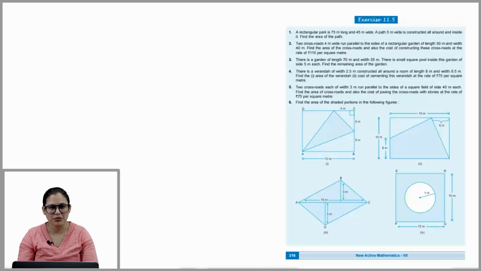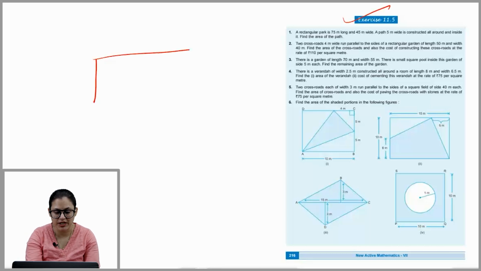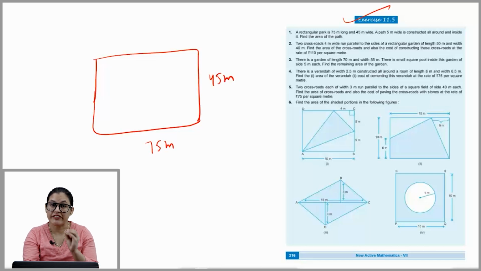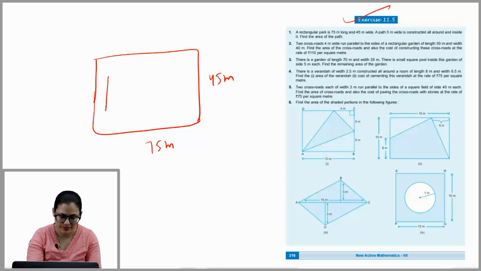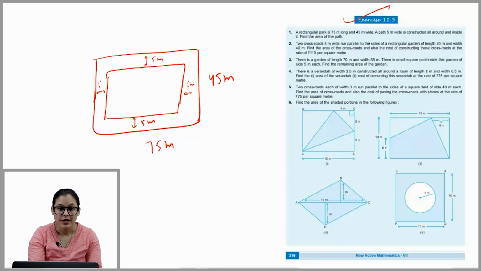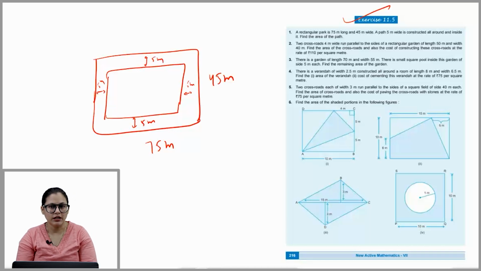Let's do exercise 11.5. A rectangular park is 75 meter long and 45 meter wide. A path 5 meter wide is constructed all around and inside it. So width is 5 meter, 5 meter, 5 meter and 5 meter. We have to find the area of the path.